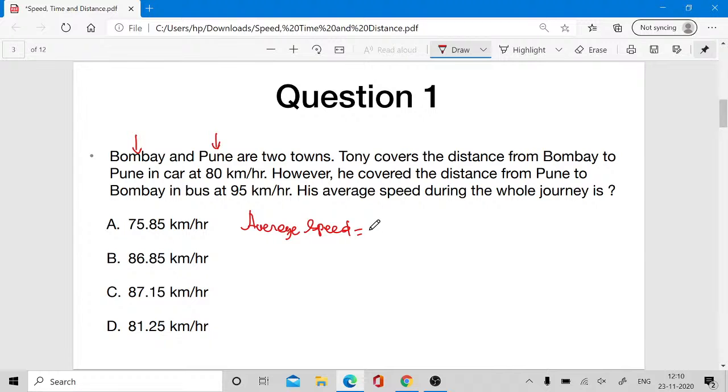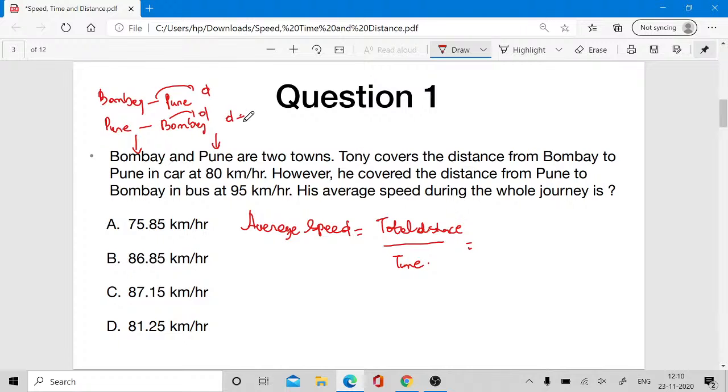तो average speed हमको सब पता है, right? Average speed is given by the formula total distance divided by total time. Now the distance: he is traveling 2 times. He is going from Bombay to Pune, and also from Pune to Bombay. इन दोनों का बीच का डिस्टेंस सेम ही रहेगा, actually d and d. So this will be d plus d, which is equal to 2d.